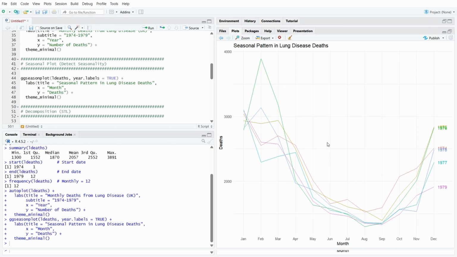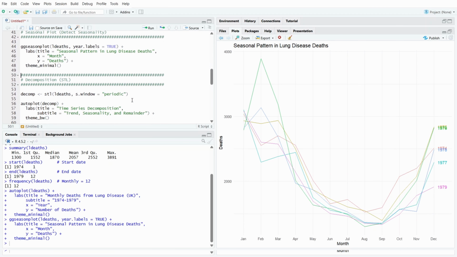For a health administrator, this view is a blueprint. It shows that while the timing of the surge is predictable, the intensity can vary wildly. This is why we don't just plan for an average winter, we plan for the possibility of another 1976. To see what's really going on, we decompose the data into three parts.